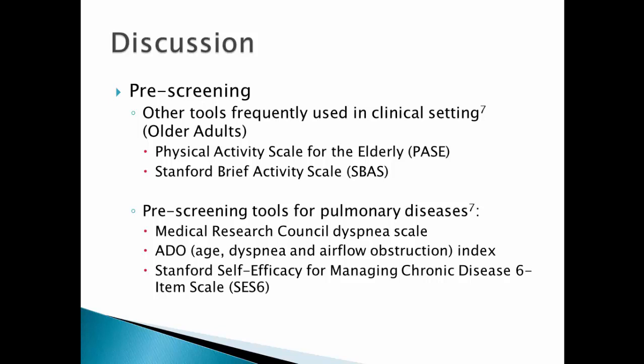Other tools are frequently used in a clinical setting for pre-screening. These include the Physical Activity Scale for the Elderly and the Stanford Brief Activity Scale. These tools are primarily for older adults, while tools such as the Medical Research Council Dyspnea Scale and the ADO Index, which is the Age, Dyspnea and Airflow Obstruction Index, and the Stanford Self-Efficacy for Managing Chronic Disease 6-item scale are primarily to pre-screen for pulmonary diseases.